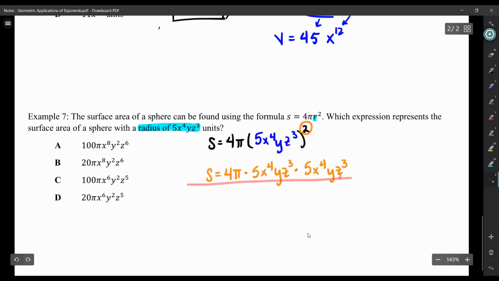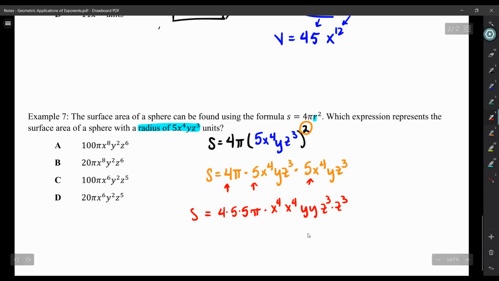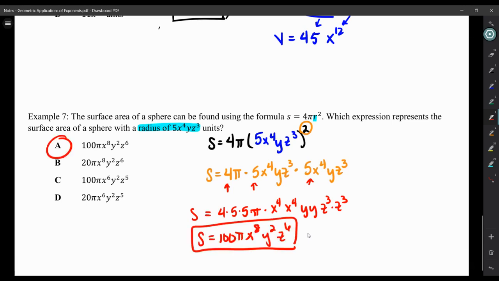Now that this is all expanded out, start simplifying using your rules. 4 still counts as a coefficient. So 4 times 5 times 5, drop pi. Then x to the fourth, y times y, z to the third times z to the third. So pause the video, finish simplifying this one out. And you should have had A as your solution.